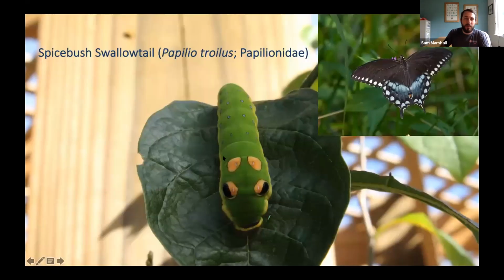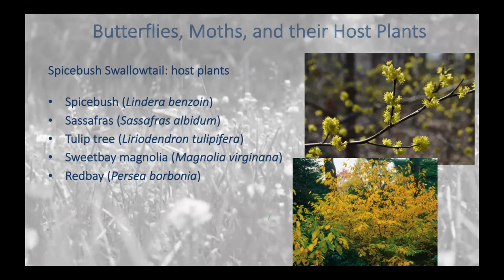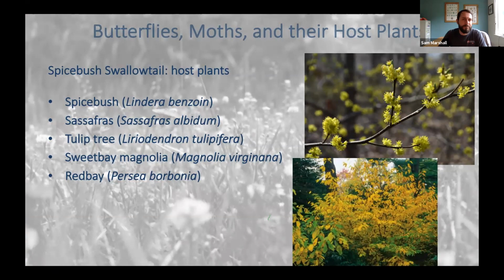Spice bush swallowtail does the same thing, has those eye spots there at the top. As the name implies, the preferred host is spice bush, but you'll find it in a larger variety of plants that it can feed on. So it does have a few species of plants, even though it doesn't always feed on all of the plants within that particular family. So sassafras, sweet bay, magnolia, red bays.